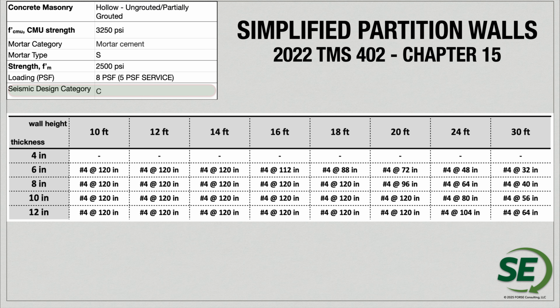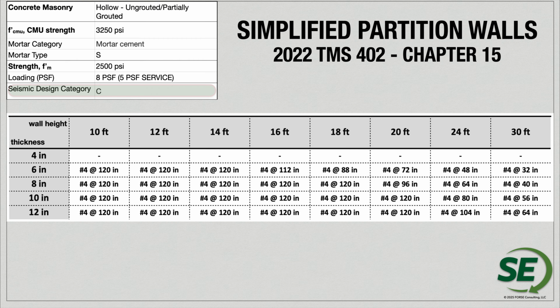We can also look at seismic design category C. So just a slight more demand on the wall because we have some reinforcement requirements that we have to use within seismic design category C. You can see a number 4 bar at 120 inches on center would be the maximum spacing that you would have for reinforcement. So you can see that it's not 48 inches on center, but 120 inches.